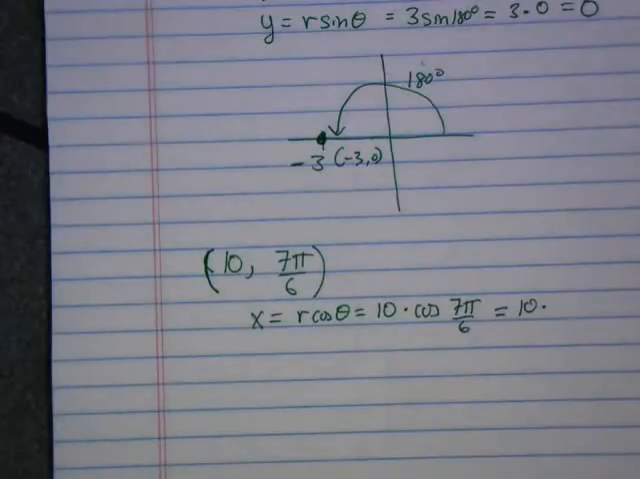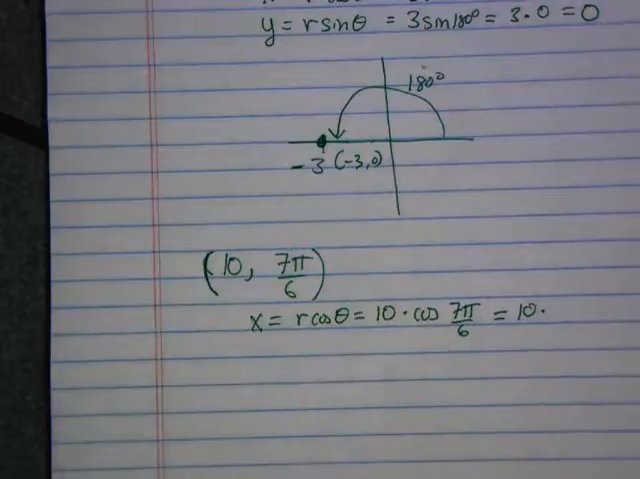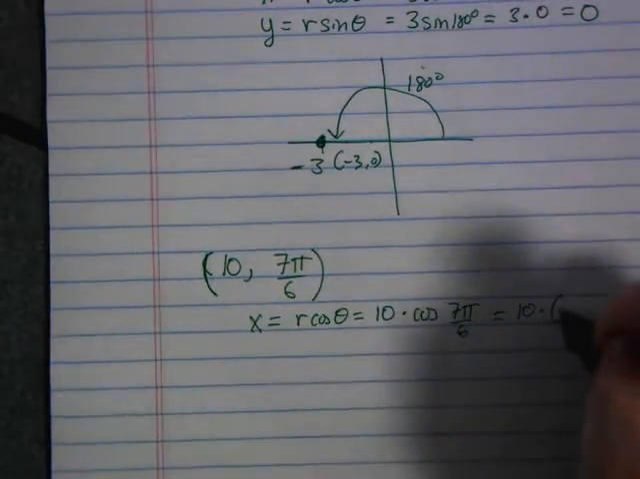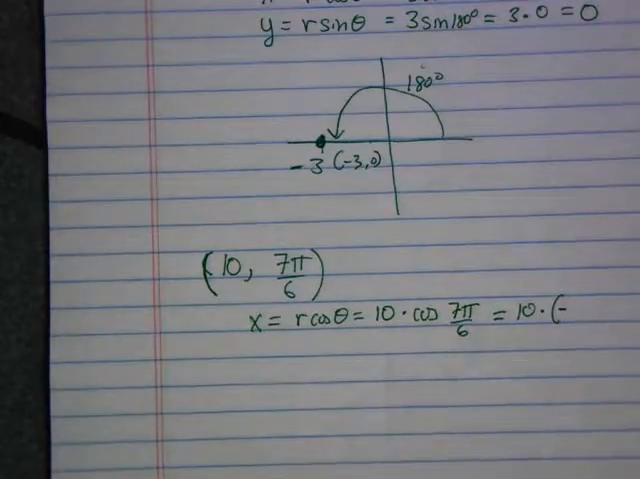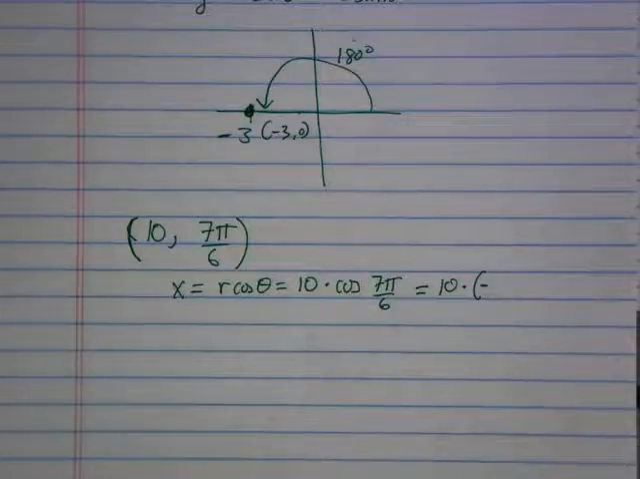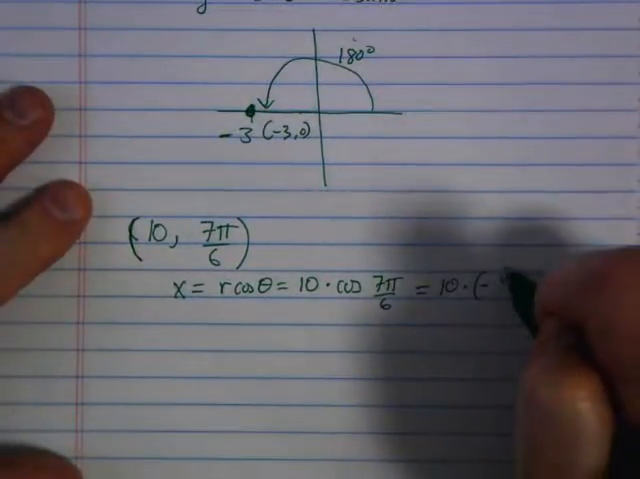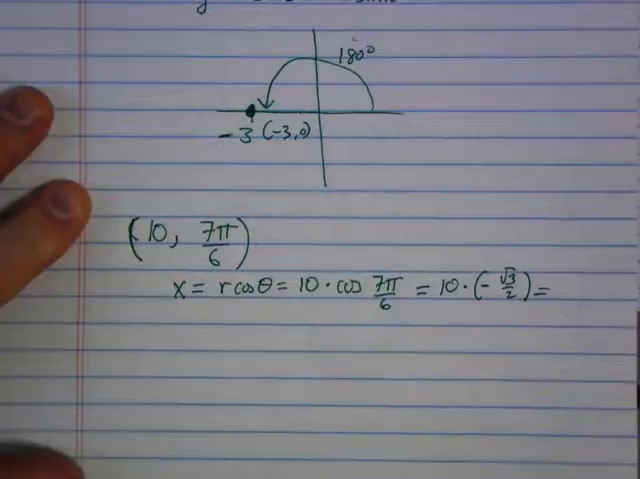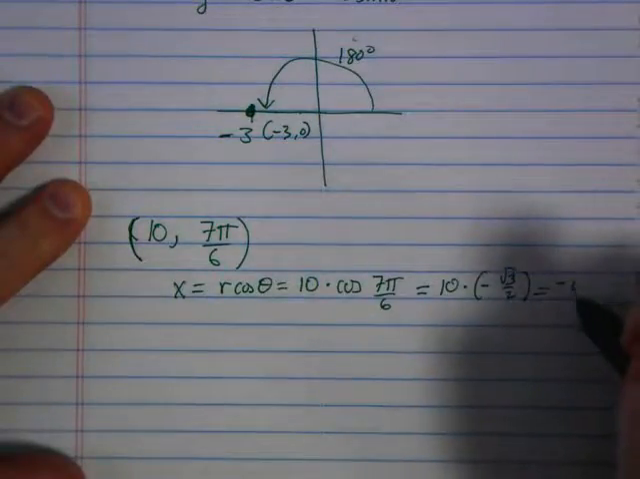It's in quadrant 3. In quadrant 3, is cosine positive or negative? Negative, so it's going to be negative. What's the reference angle for 7 pi over 6? Pi over 6. And what's the cosine of pi over 6? Root 3 over 2? Yeah? Okay. If you're sure. So it looks like my answer is negative 5 square root of 3.